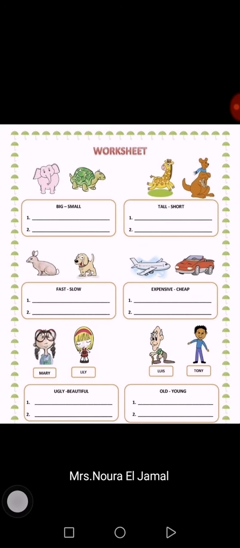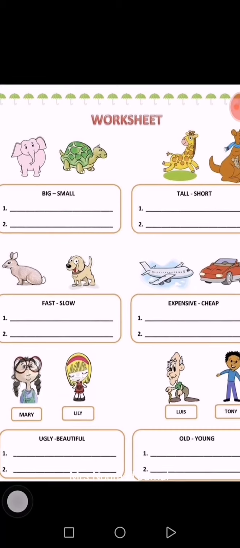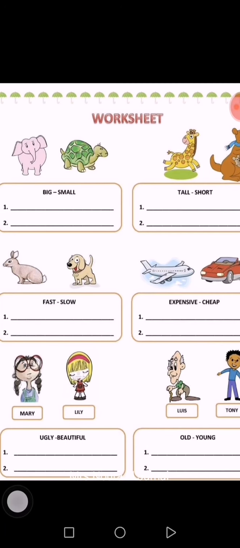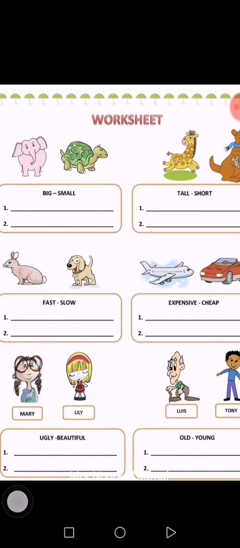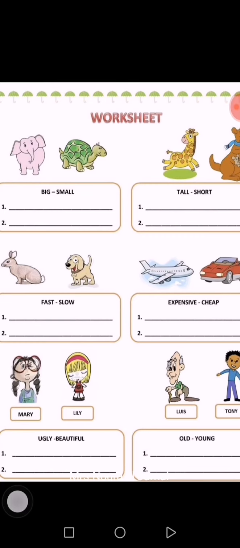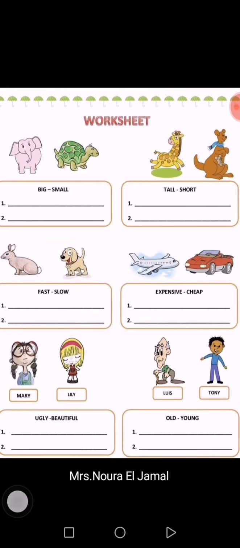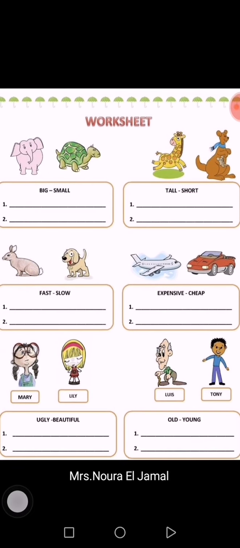The other exercise. Here, the first picture, elephant and tortoise. Compare between them. I want you to write 2 sentences. If you start with the elephant, you will use the adjective big. I'll do the first picture for you. So the elephant is bigger than the tortoise. Number 2, the tortoise is smaller than the elephant. So you will write 2 sentences to compare between the 2 pictures using 2 adjectives that are written in front of you here. Okay? Do this exercise also.